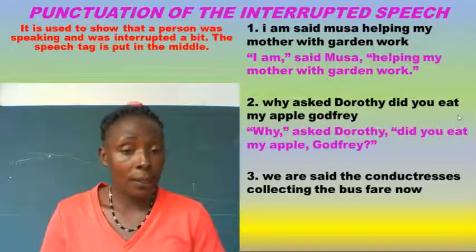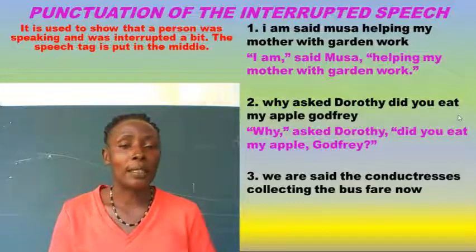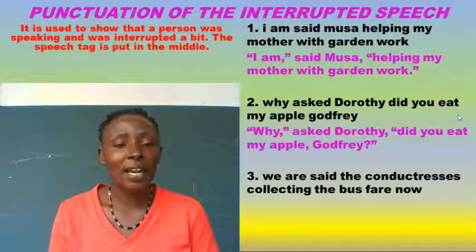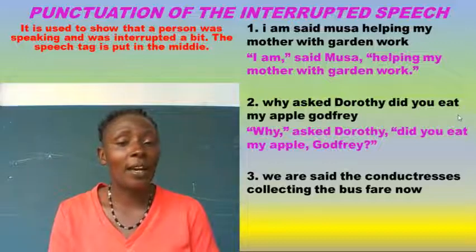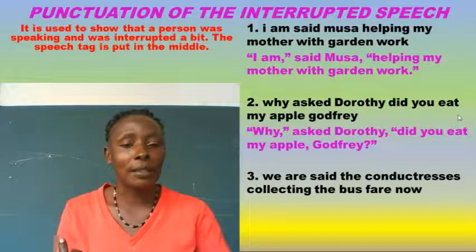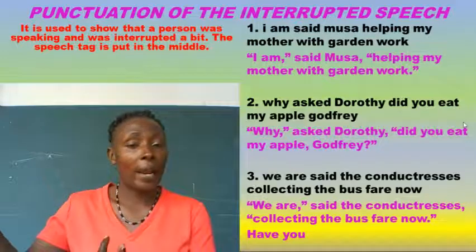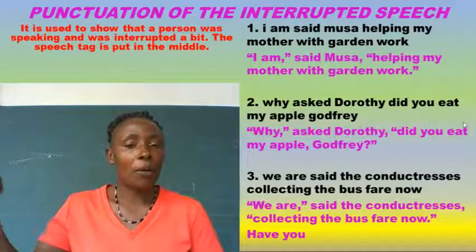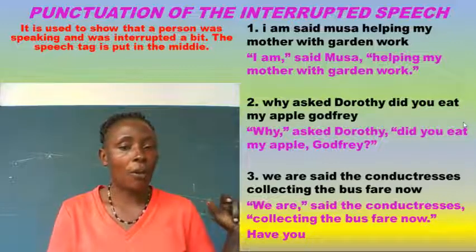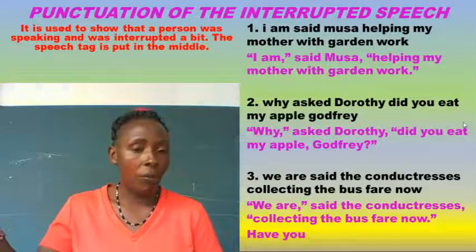So our sentence begins with the actual words, we are. The two words, we are, are part of the actual words. Then we have our speech tag, said the conductress. Collecting the bus fare is also part of the actual words, so we need to punctuate it. Begin with the inverted commas, we are, part of the actual words, put a comma, close, then bring our speech tag, say the conductress, put a comma there, then open, completing the actual words: collecting the bus fare now.